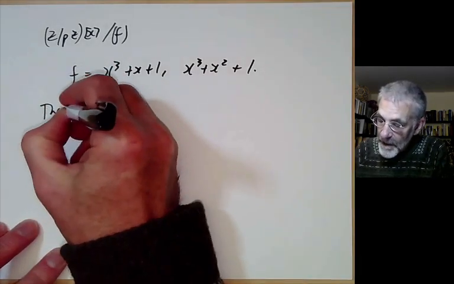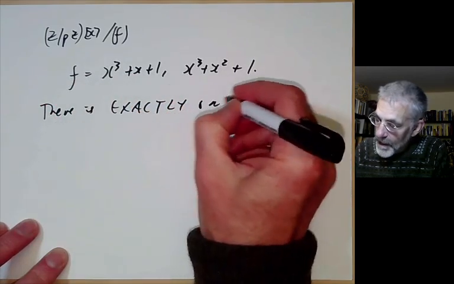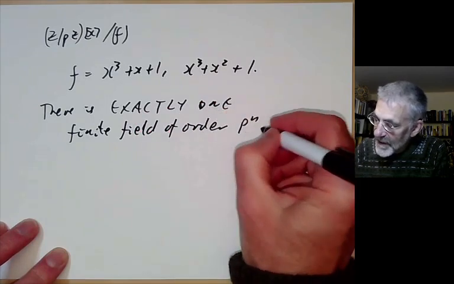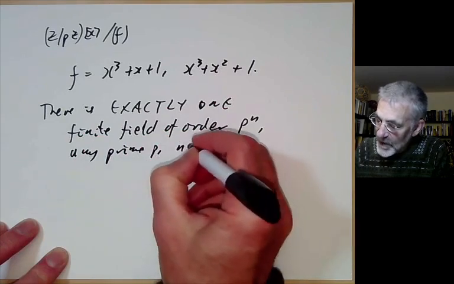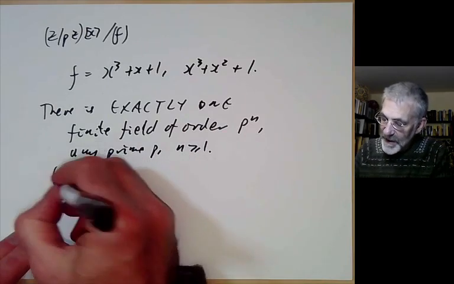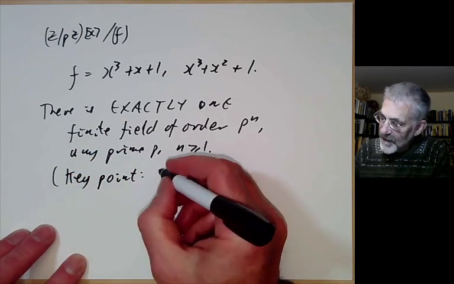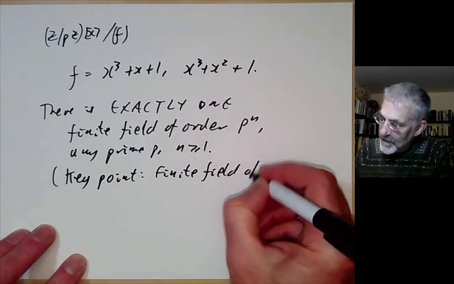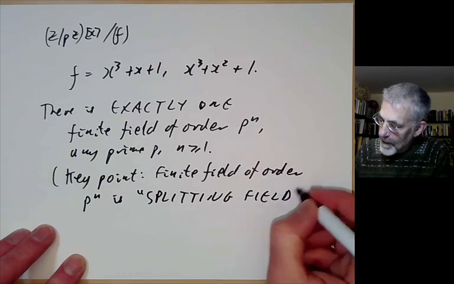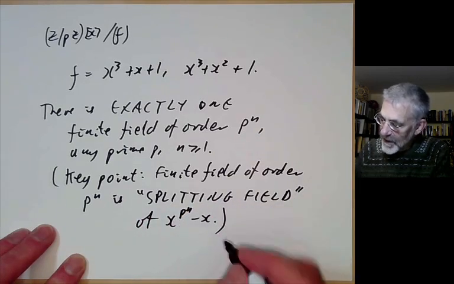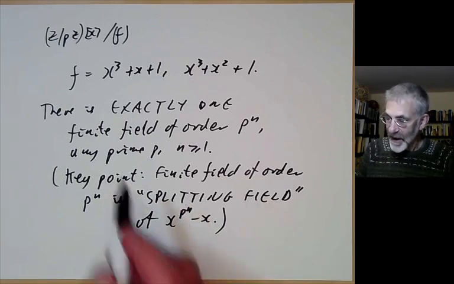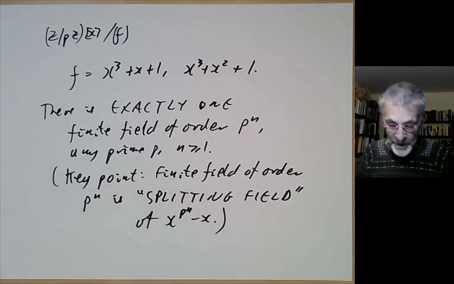In general, there is exactly 1 finite field of order P to the N for any prime P and any N greater than or equal to 1. Proof of this uses a bit more field theory than I really want to cover in this course. I'll just mention the key point. The finite field of order P to the N is something called a splitting field of the polynomial X to the P to the N minus X. So to find out what a splitting field is, you need to go to a course on algebra, and then there's a theorem in algebra that says splitting fields exist and are unique, and that gives you existence and uniqueness of finite fields of order P to the N.